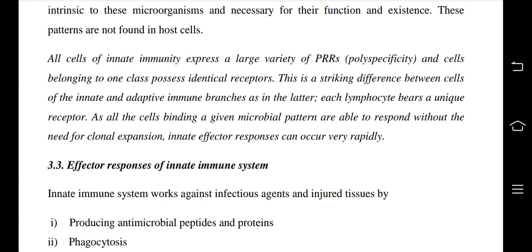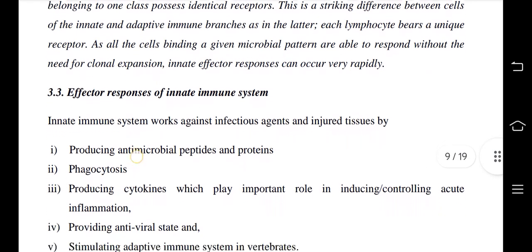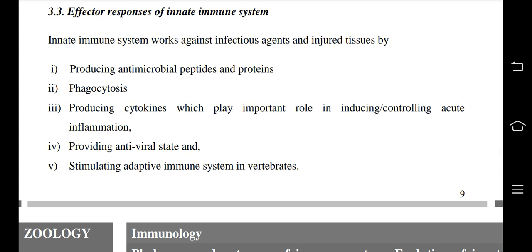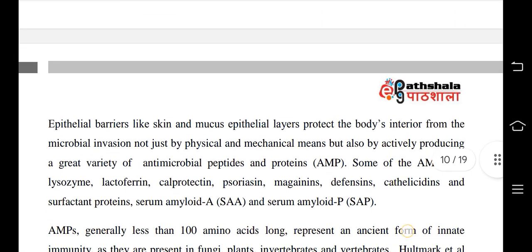As all the cells binding a given microbial pattern are able to respond without the need for clonal expansion, innate effector response can occur very rapidly. Effector response of the innate immune system: the innate immune system works against infectious agents and individual tissues by producing antimicrobial peptides and proteins, phagocytosis, and producing cytokines, which play an important role in inducing and controlling acute inflammation, providing an antiviral state, and stimulating the adaptive immune system in vertebrates.